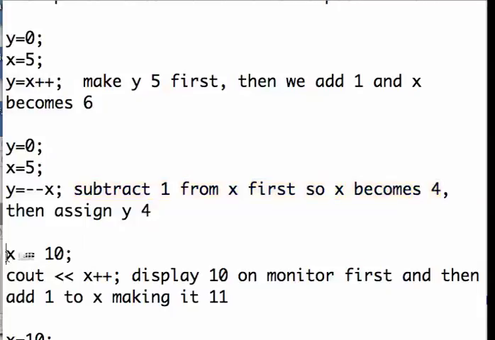Let's take a look at this one. X is 10. C out less than x plus plus. I have two things to do here. I need to display something on the monitor and I need to add 1 to x. Well, since this is the postfix mode, I'm going to display 10 on the monitor first, and then I'm going to add 1 to x, making it 11.